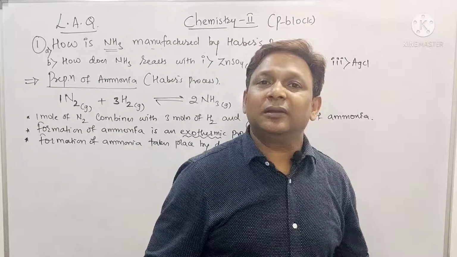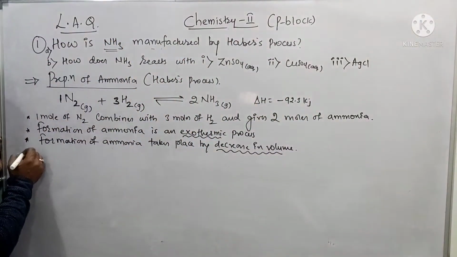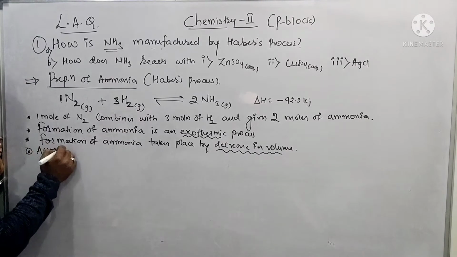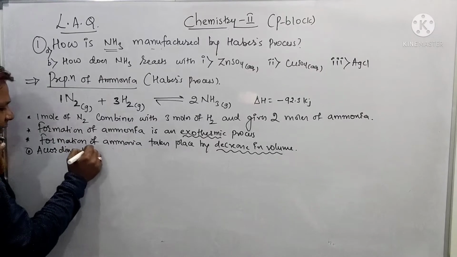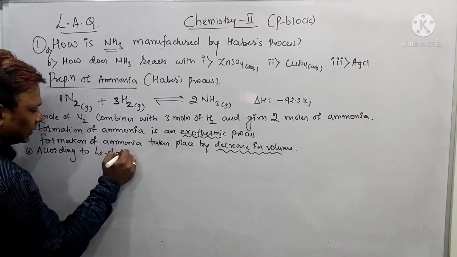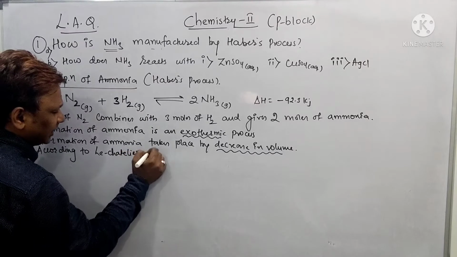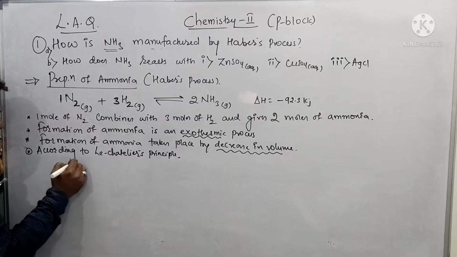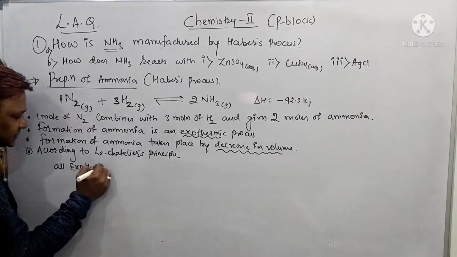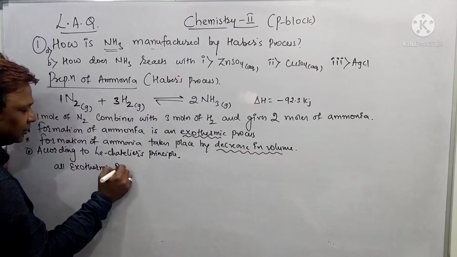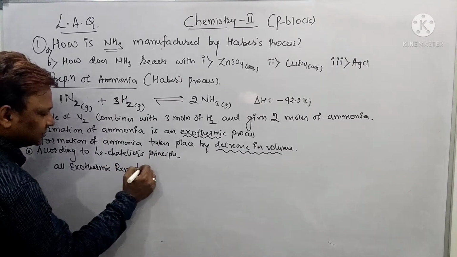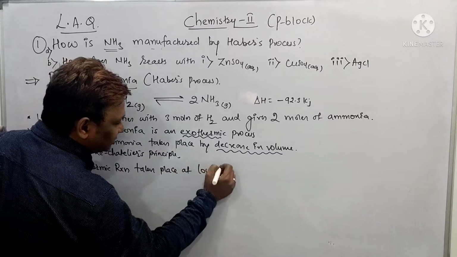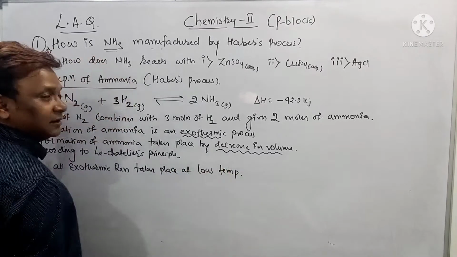By seeing this, next point you have to write here. According to Le Chatelier's principle, see beta, all exothermic reactions take place at low temperature. All exothermic reactions take place at low temperature. Is it clear beta? This is the first point you have to say.